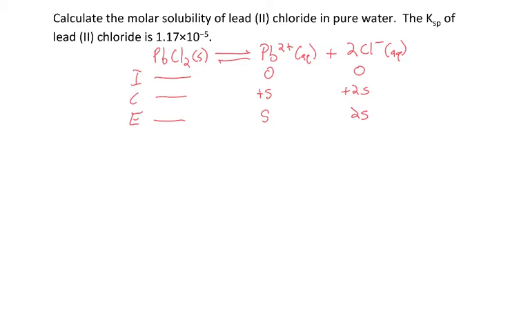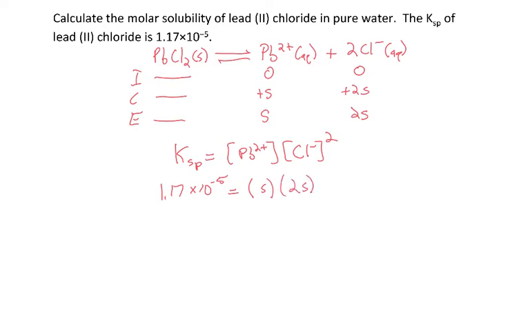So now I just need to plug this into my expression for the equilibrium constant. So KSP is equal to the concentration of lead 2+ times the concentration of chloride squared. And so I can go ahead and plug in my numerical value for the KSP, 1.17 times 10 to the minus 5, and then plug in the values from the equilibrium row of my table. So for the lead, I just have S. For the chloride, I have 2S, still squared. All right, and so we have a little bit more room. Let's go ahead and finish solving this on the next slide.